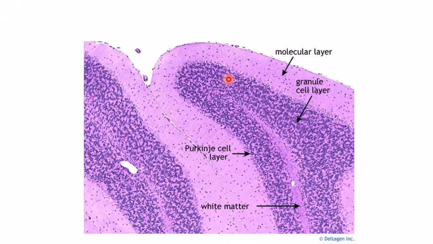Higher magnification, dear students, on the cerebellum. I can see here, what is this? It is the outer cortex, and this is the inner medulla. Again, all this is the cortex, and this is the medulla. The cortex is formed of the following layers.